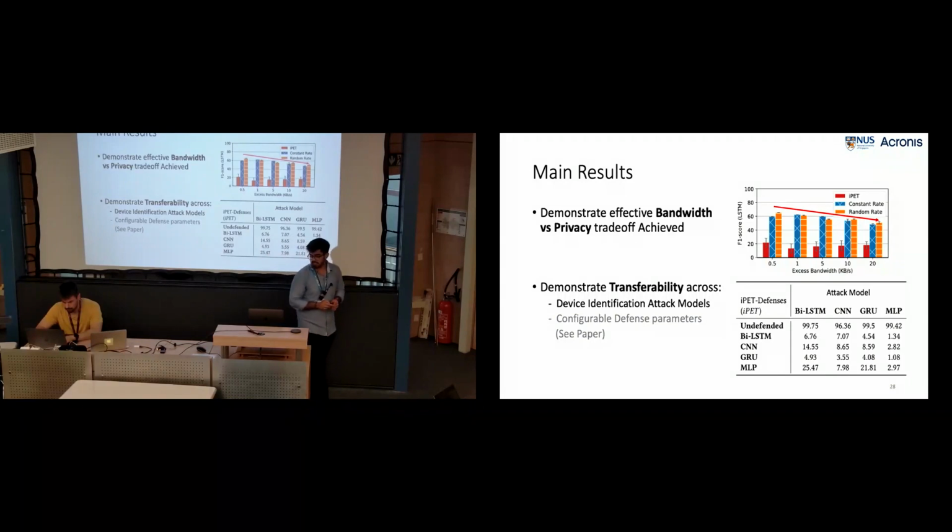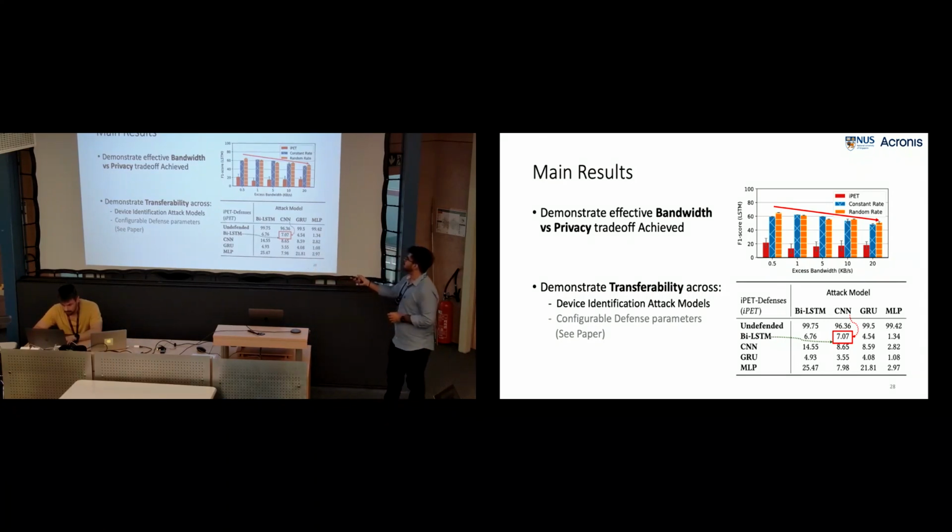We also demonstrate the transferability across not just different attack models, but also different defense parameters. To take an example, we consider that an attacker might be using a CNN-based attack model, and iPET would have considered a BiLSTM-based attack model to train its generator, and still the attacker can just get an F1 score of 7.07%.